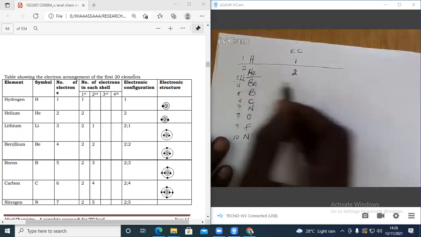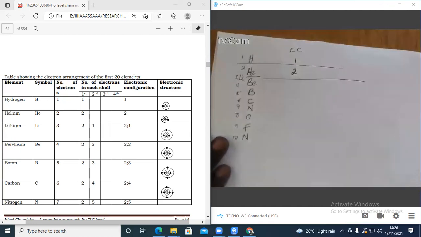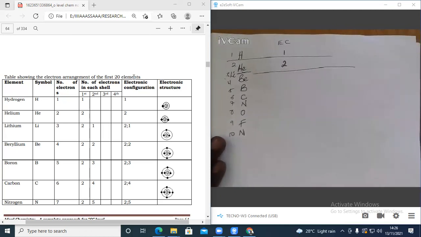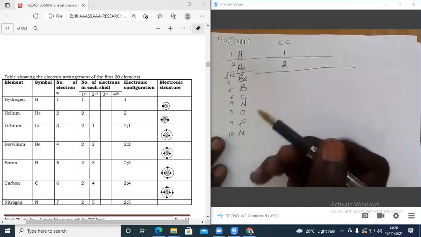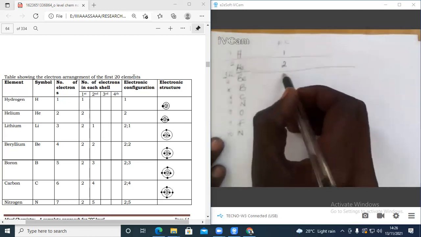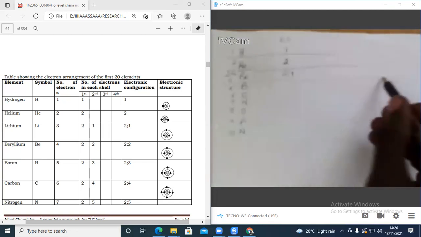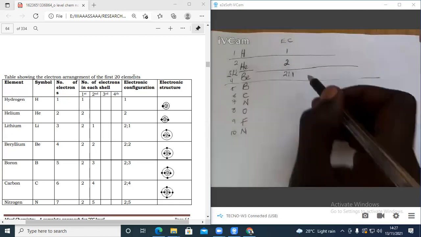If lithium is 3, we told you that the first electron shell can accommodate how many? 2. The first electron shell can accommodate 2. If something is 3, what is its electronic configuration? It becomes 2,1. Okay? Yes. If something is 4, what is its electronic configuration? 2,2. Very good. It's 2,2.